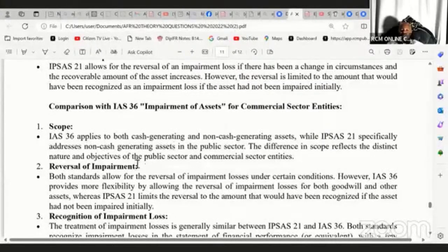When we have reversal of impairment, both standards allow for the reversal of impairment losses under certain conditions. However, IAS 36 provides more flexibility by allowing the reversal of impairment loss for other assets, whereas IPSAS 21 limits the reversal to the amount that would have been recognized if the asset had not been impaired initially.